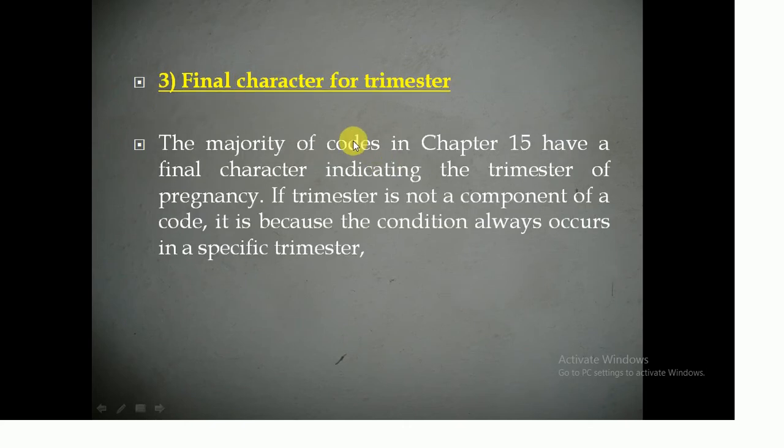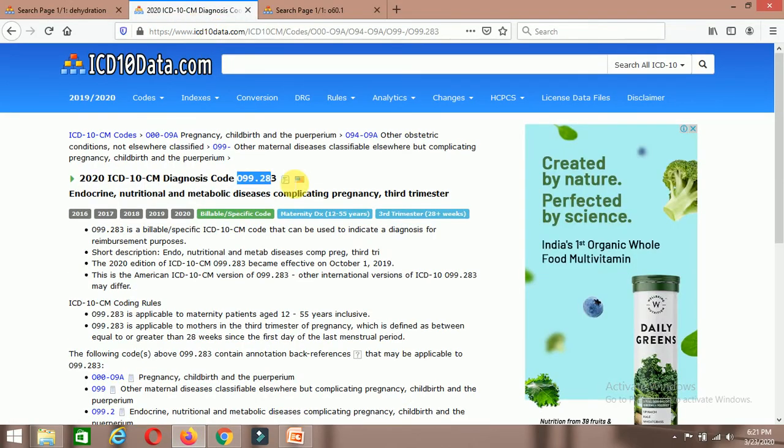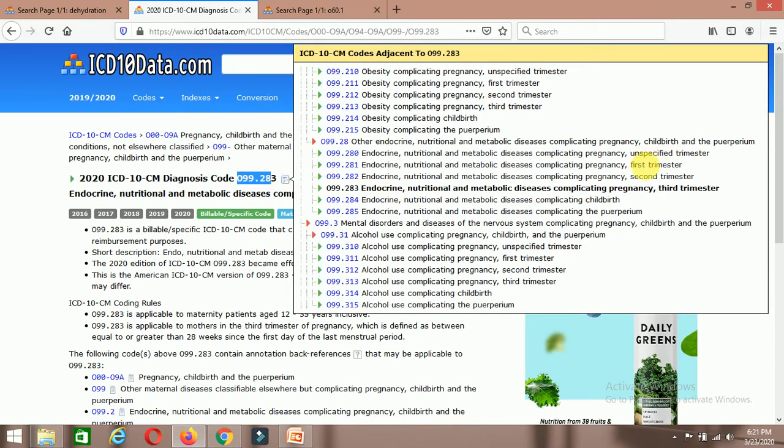Final character for trimester. As I told, here we have the trimester: first trimester, second trimester, third trimester, unspecified trimester. So for each ICD of the pregnancy, we have the seventh character. Here the last one is unspecified, right? Like this we have the trimester for each code.